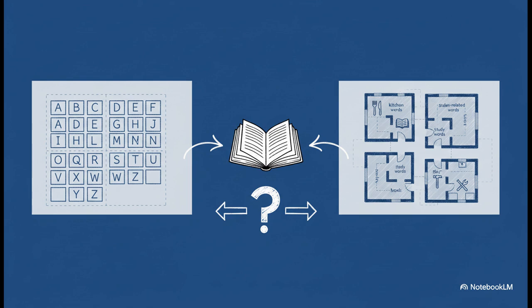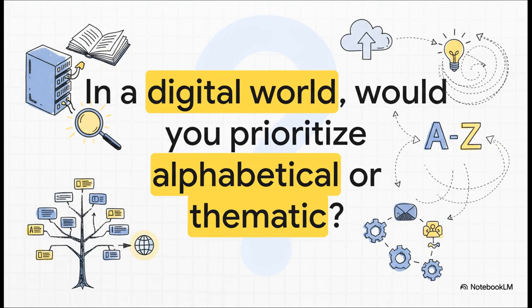So here's the crucial point, and I really want you to get this. A dictionary's arrangement isn't just a list. It is an argument. It's making a claim about how language is structured and what's most important to the user. So to wrap everything up, I'll leave you with this final question to think about. In our modern digital world, with search bars and hyperlinks, does that old trade-off between alphabetical order and thematic connections even matter anymore? Could you design a digital dictionary that gives you the best of both, or maybe something completely different? Just some food for thought.